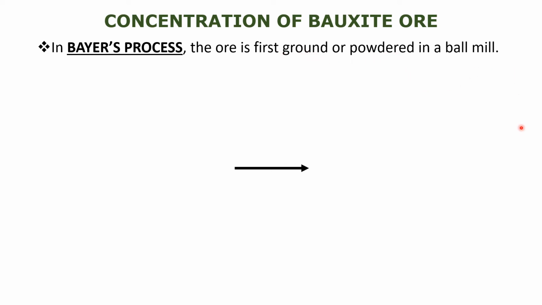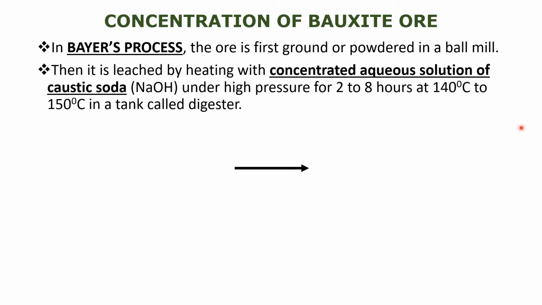It is first nicely powdered or ground, and then it is leached by heating with concentrated aqueous solution of caustic soda under high pressure for 7 to 8 hours at 140 to 150 degrees Celsius in a tank called a digester. In that, they take this bauxite ore and heat it with concentrated sodium hydroxide.